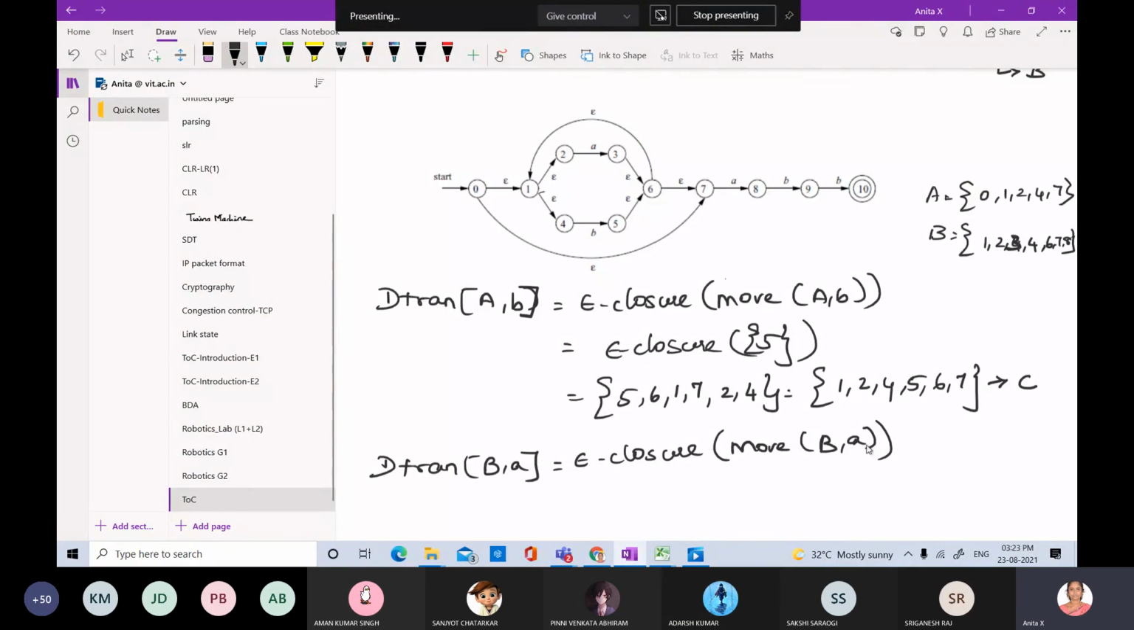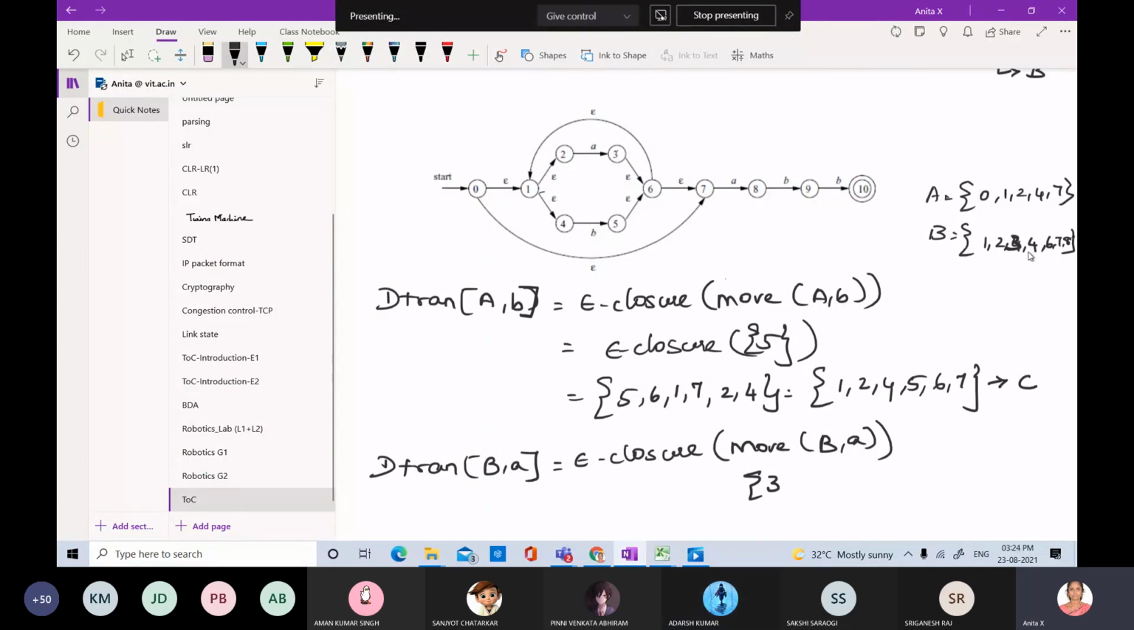So what is move of B comma A? This is B, right? Now on input symbol A, which are the states having transitions? Is there any transition on input symbol A from state 1? No, ma'am. Next is 2. From 2, is there any transition on input symbol A? Yes, ma'am, 2 to 3. From 2 on input symbol A, moving to 3, right? Next, from 3, is there any transition?